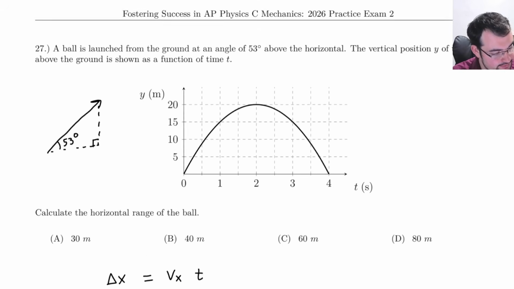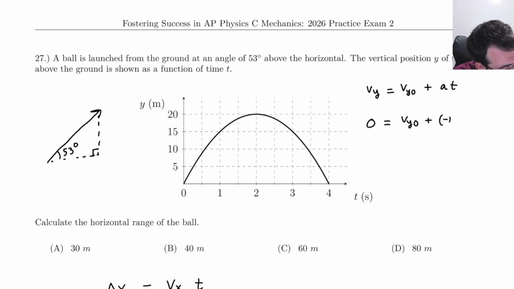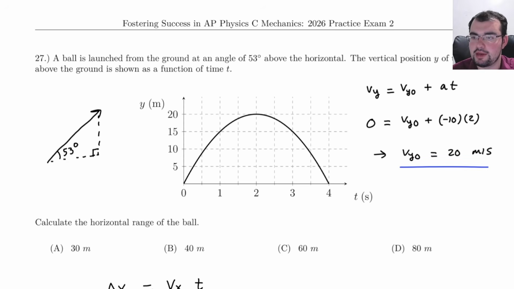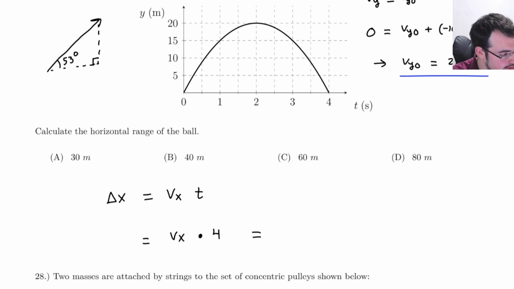So we can see that Vy equals 0 after 2 seconds. So we could say that Vy equals Vy0 plus At. After 2 seconds, I have 0 y velocity, after accelerating at negative 10 meters per second squared for 2 seconds. So my y velocity was 20 meters per second. Now that's not the speed I'm going to put in this expression for range, because that is not the x velocity.